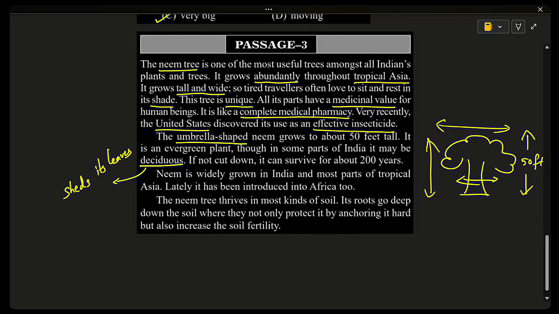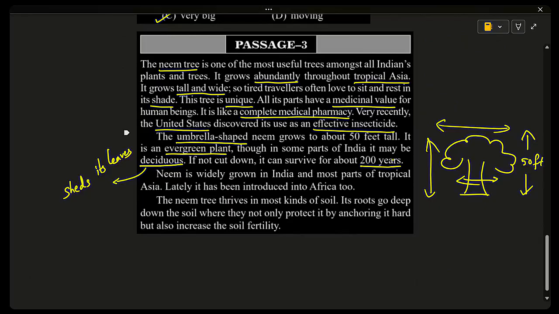So while the leaves are shedding, then the next annual growth we expect, that means yearly growth may be expected. Only some parts it is shedding the leaves, but most of the parts it is growing always. That's why it is called an evergreen plant. Evergreen means which is present always. If not cut down, it can survive for about 200 years. Some trees you can see in places like villages or even towns, some very old trees may be there from almost 200 years.